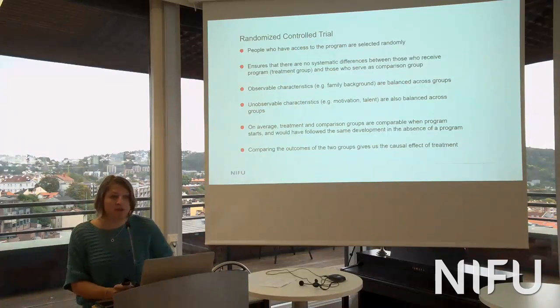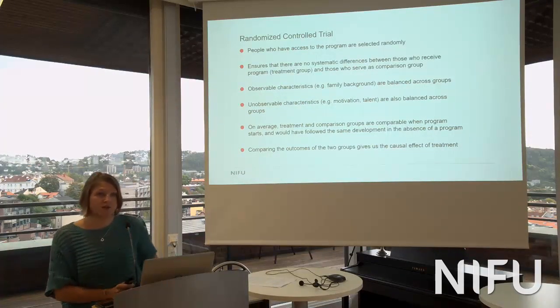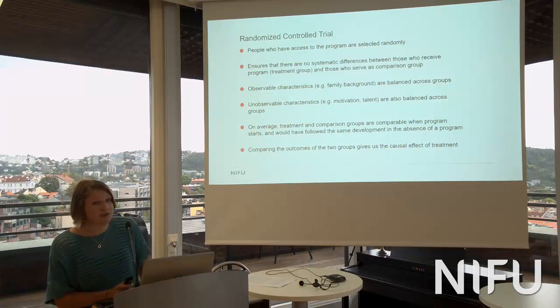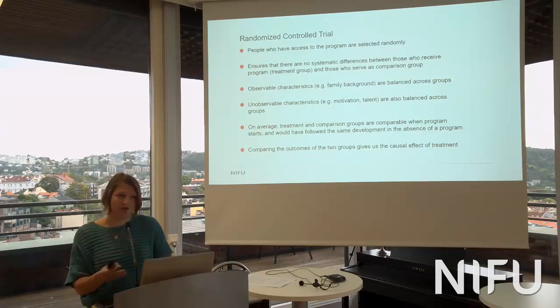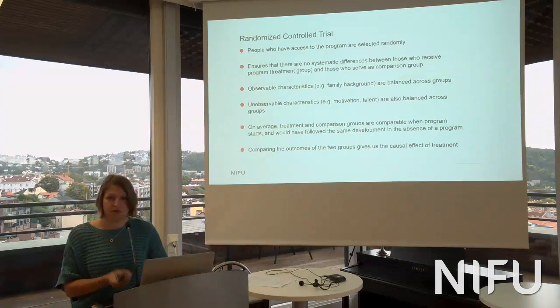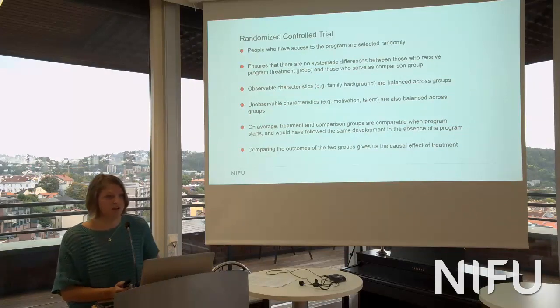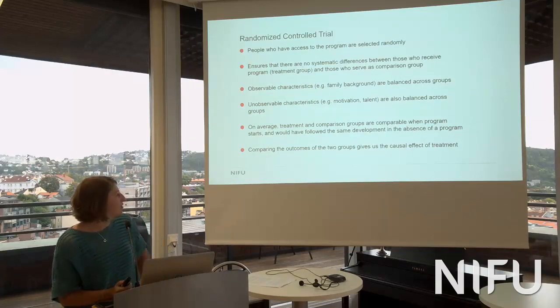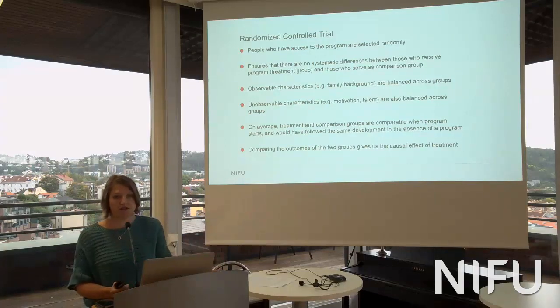And this means that both the observable characteristics will be the same across groups on average, such as family background, but also that the unobservable characteristics, like motivation and talent, will be balanced across the groups. So on average, treatment and comparison groups are comparable when the program starts. And this means that we can assume that they would have followed the same development in the absence of the program. So any change we then pick up after the program has happened, we can attribute to the program itself and not any other underlying variables. And then comparing the outcomes of those 2 groups, they give us the causal effect of treatment.